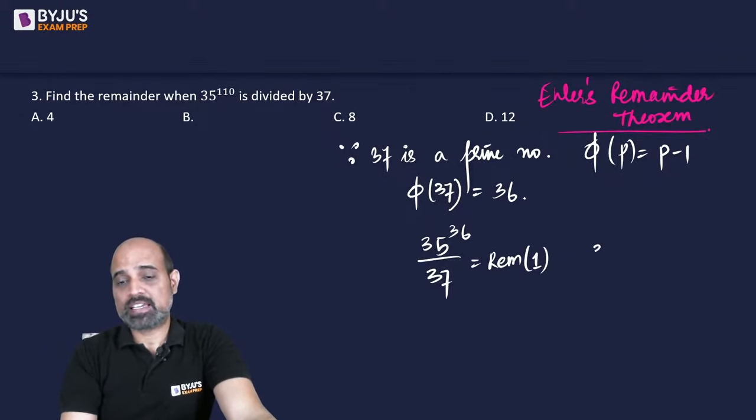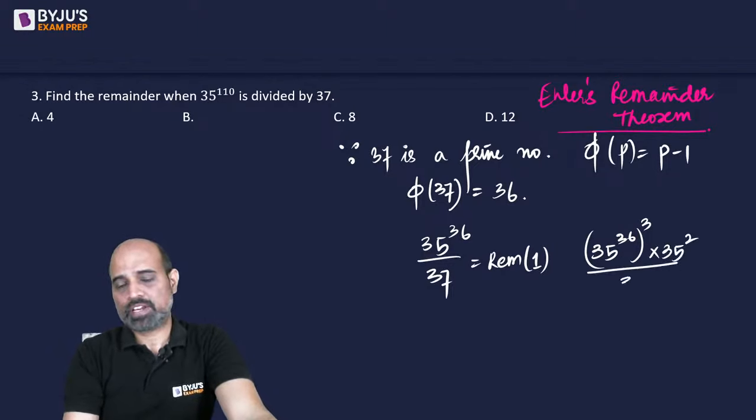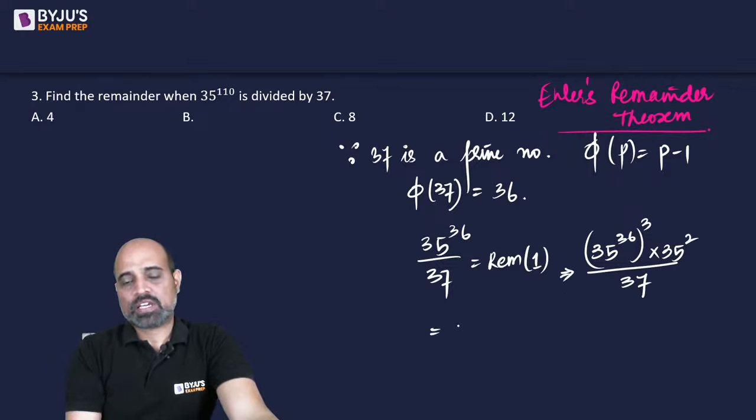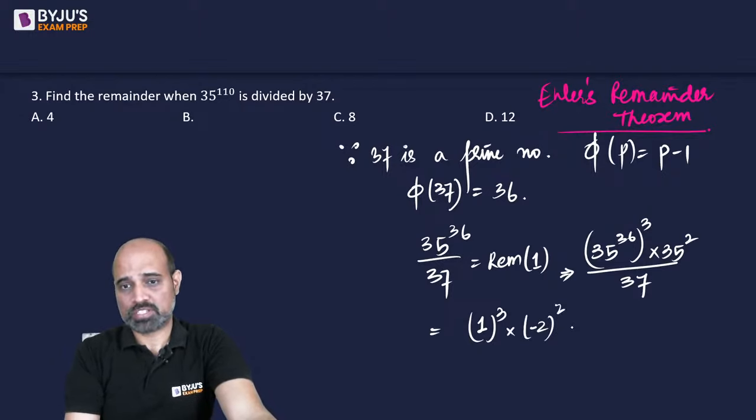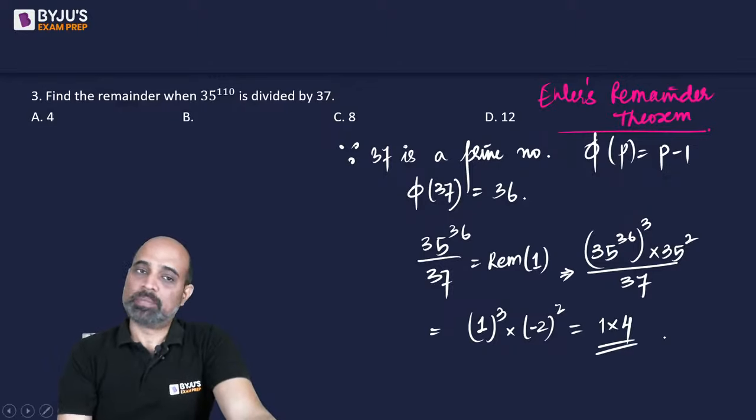So can we say that 110 can be reached by cubing this? 36 into 3 is 108, and we are left with 35 squared when divided by 37. The first part gives remainder 1 to the power 3. For 35 divided by 37, the remainder is minus 2, so minus 2 squared. So this is going to result in 1 into 4. So the remainder is going to be 4.